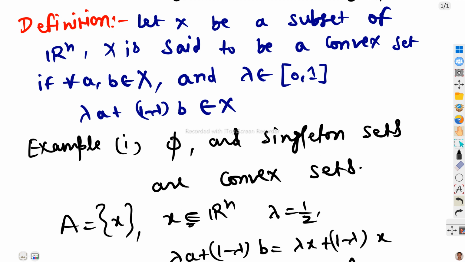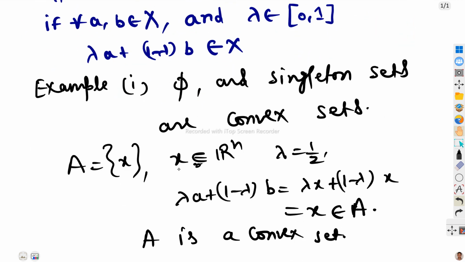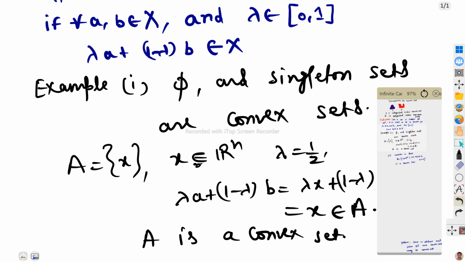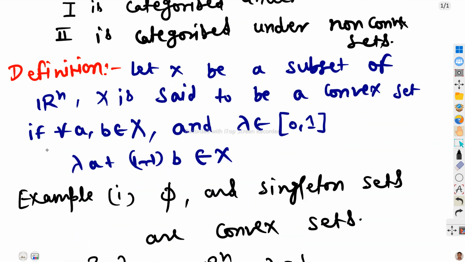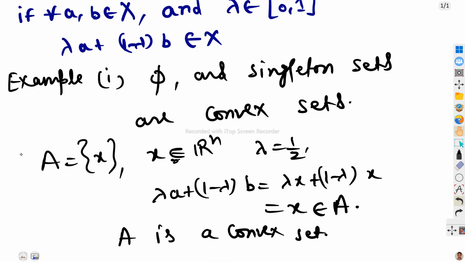And for singleton sets, we take a singleton set X, where X is an element of Rn, and lambda equals 1 upon 2. So in lambda A plus 1 minus lambda B, here A and B are the same. So lambda X plus 1 minus lambda X equals X, and since this also belongs to the set, the set is a convex set. So again, we are going to move to another example.